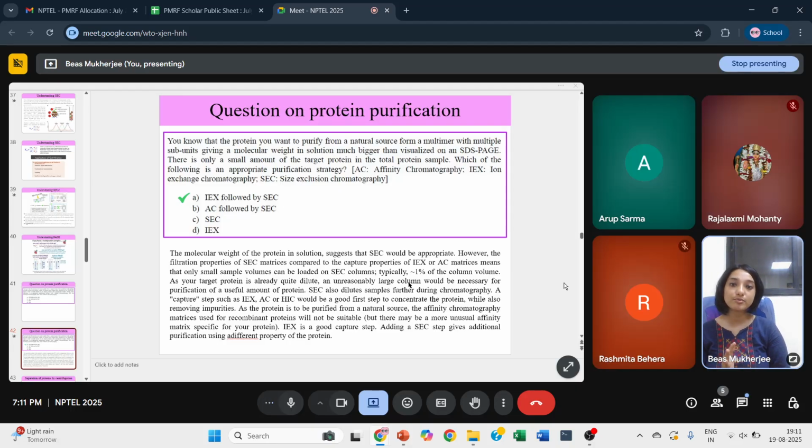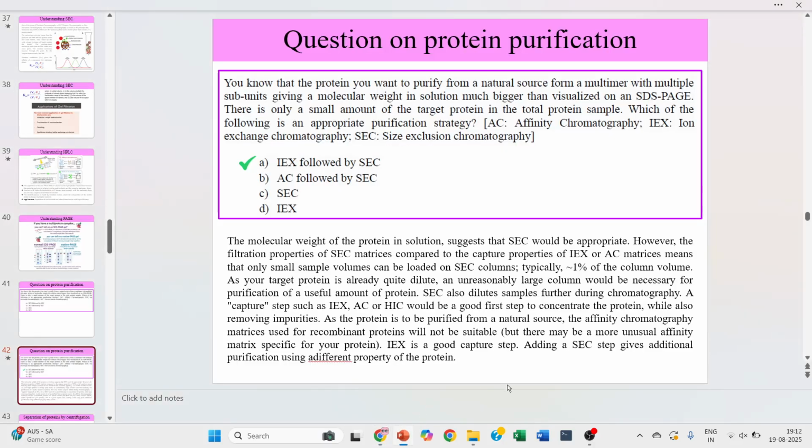As the protein is to be purified from a natural source, the affinity chromatography matrices used for recombinant proteins will not be suitable, because there would be more unusual affinity matrices specific for your protein. IEX is a good capture step. Adding SEC gives you additional purification using a different property of the protein. Okay, so based on this, the first one would be more appropriate.